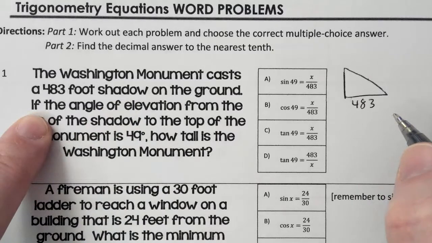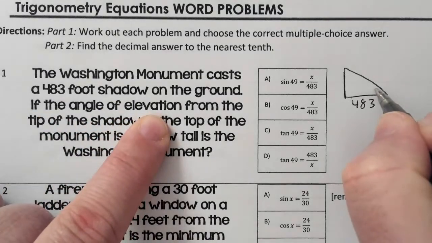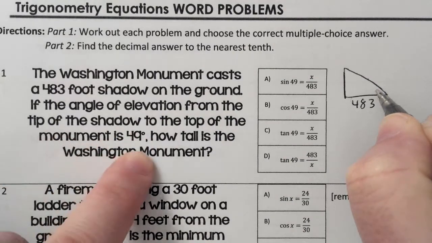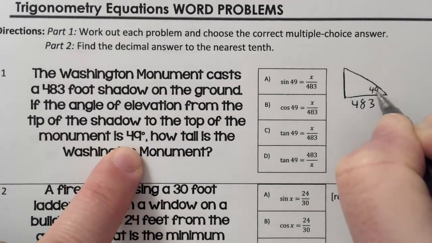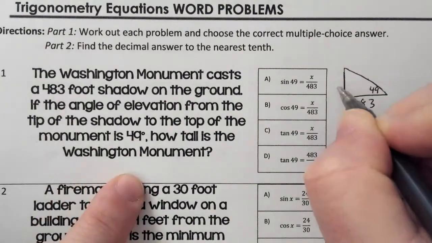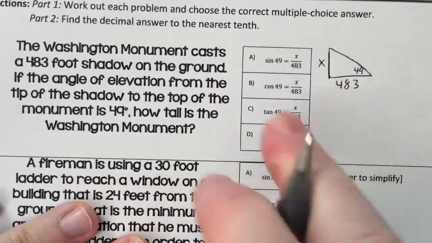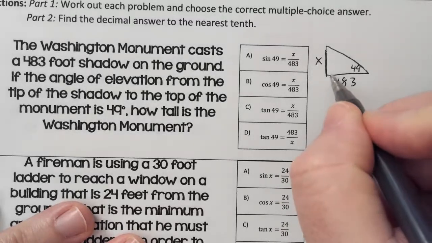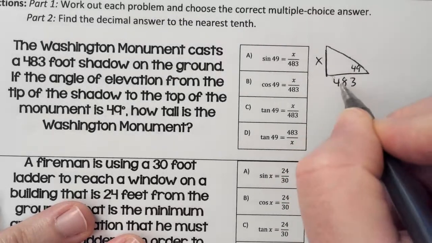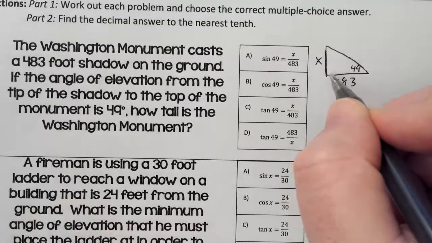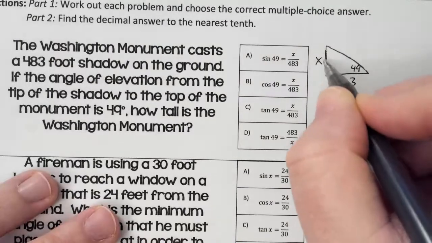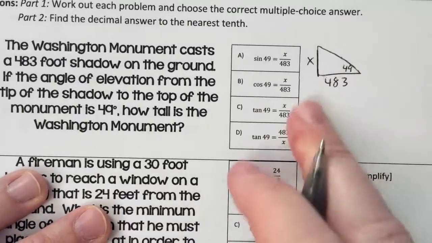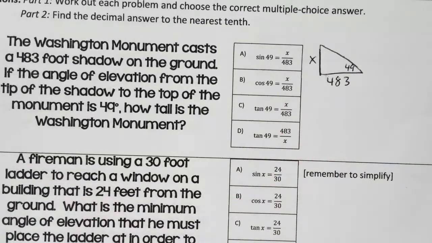Okay, on the ground. And if the angle of elevation from the tip of the shadow is 49 degrees, which goes right here, then how tall is the building? Now, please remember, I'm drawing this picture, so this might be bigger than that number because I drew it. This is not a legit picture. So this will probably be a bigger number than this one. So do not trust my picture because I'm the one who drew it.